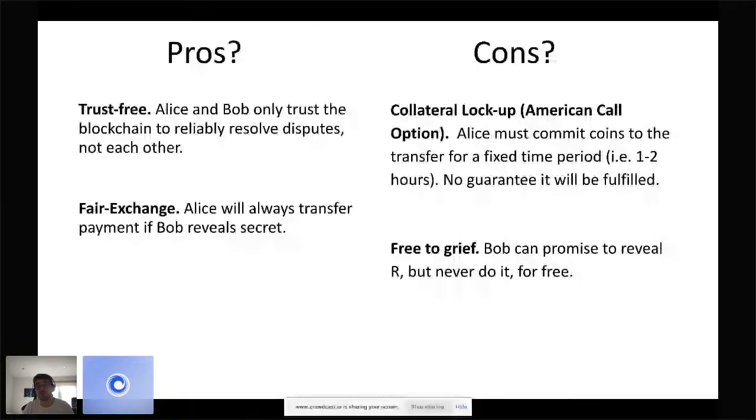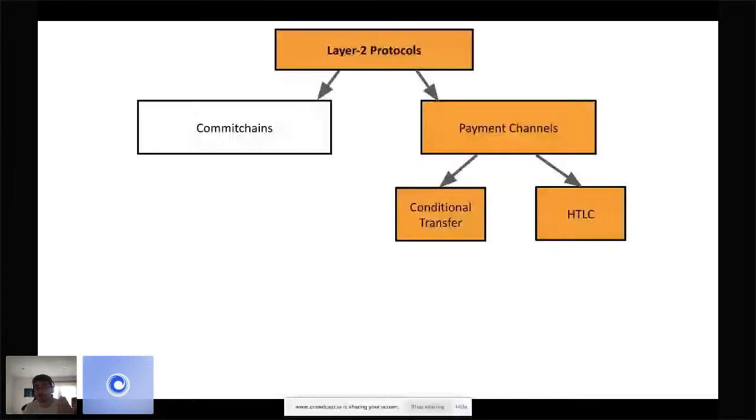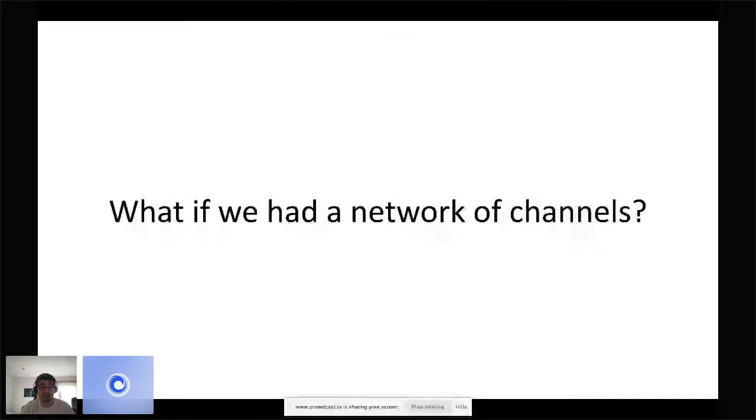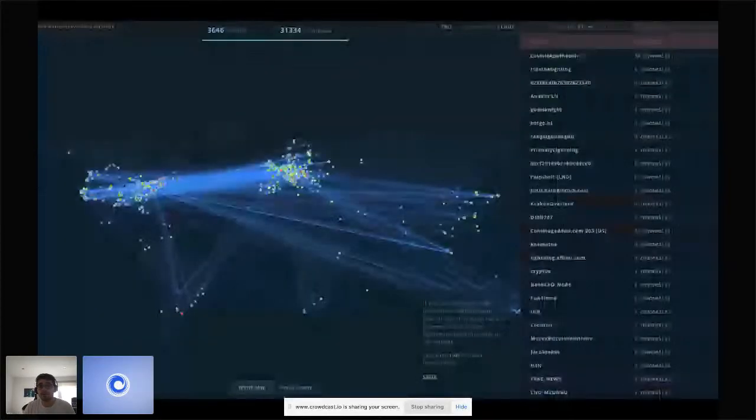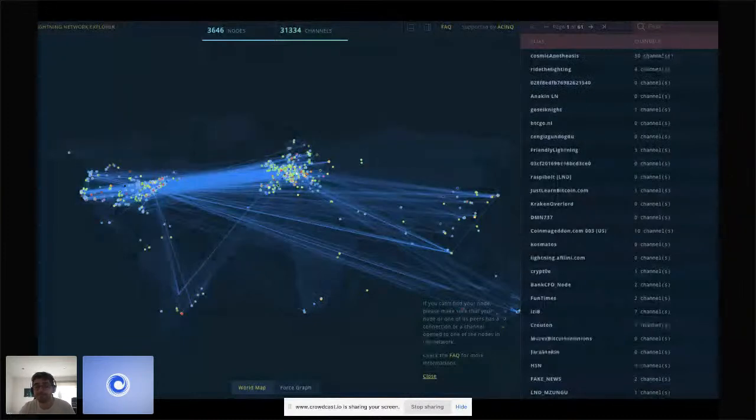So that's how the conditional transfer works. So now we have payment channels. We have this conditional transfer. We have a way to sell a secret. This now results in the HTLC. And basically, the question comes up, what if we had a network of channels? So right now, we've only considered two parties in one channel. What if you had a network of channels? You had hundreds and thousands and tens of thousands of payment channels. Well, that is the Lightning Network. When I took this screenshot a few years ago, it had 31,000 channels.